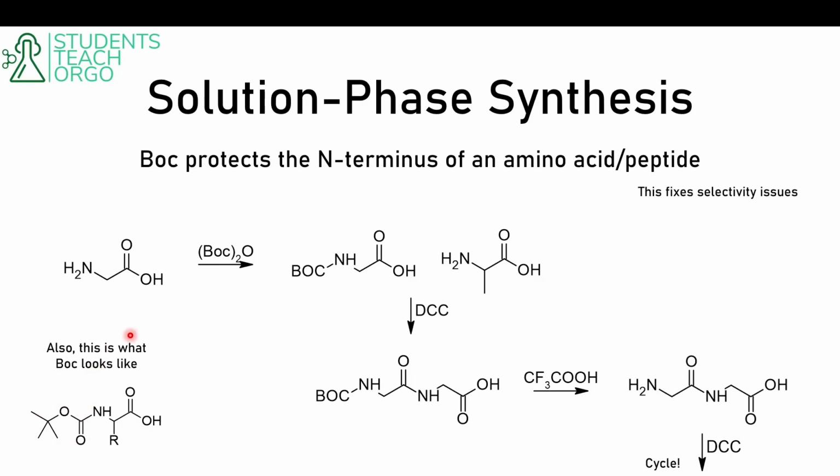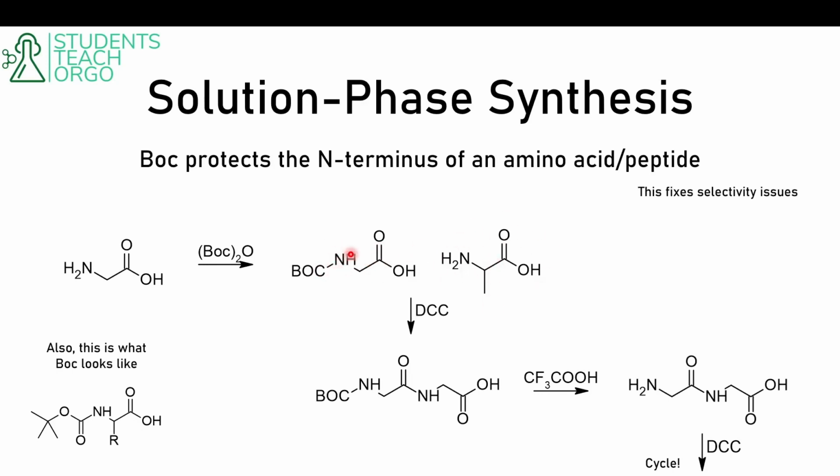So we can increase our selectivity by taking whichever amino acid we want first on the N terminus, reacting it with this Boc anhydride, so the Boc2O, and then that will add the Boc group, as we see down here, onto the nitrogen on the amino acid that we want on the N terminus, and then we can react this with whichever amino acid we want next in the chain.